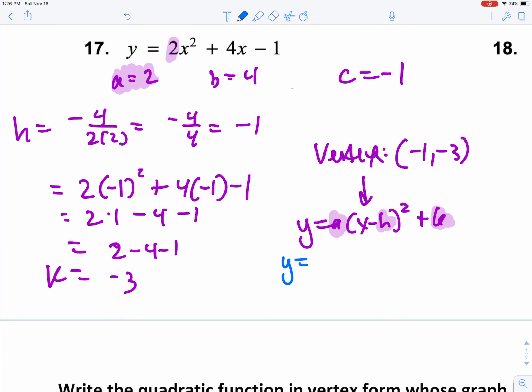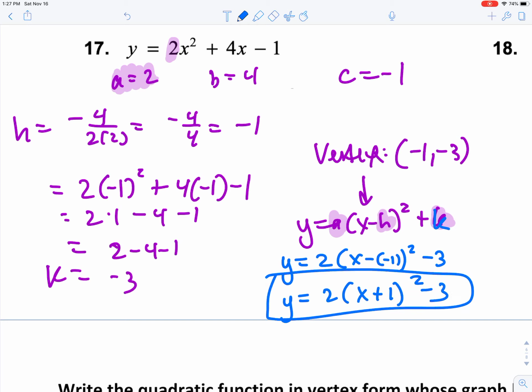Let's plug this in. A is 2. X, I'm going to do minus my h value. So think about this real quick. This is minus a negative 1, but this will turn into a plus 1, and I'll just simplify that on the next step. And this says k, not 6. Our k value is negative 3, so I'll put a minus 3. Just to clean this up, my final answer is right there.